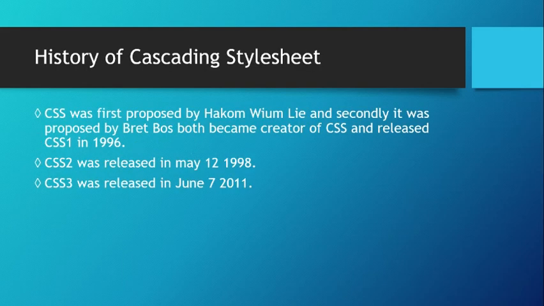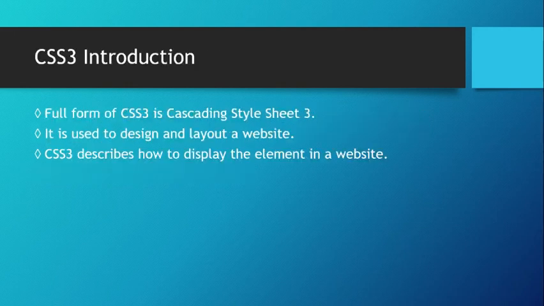CSS was first proposed by Hakon Lie and secondly proposed by Bert Bos. They both became the creators and created CSS and released it in 1996. It was the first version, and the second version was released in 1998 and the third version was released in 2011. So, introduction to CSS3: CSS3 is the short form of Cascading Style Sheets 3.